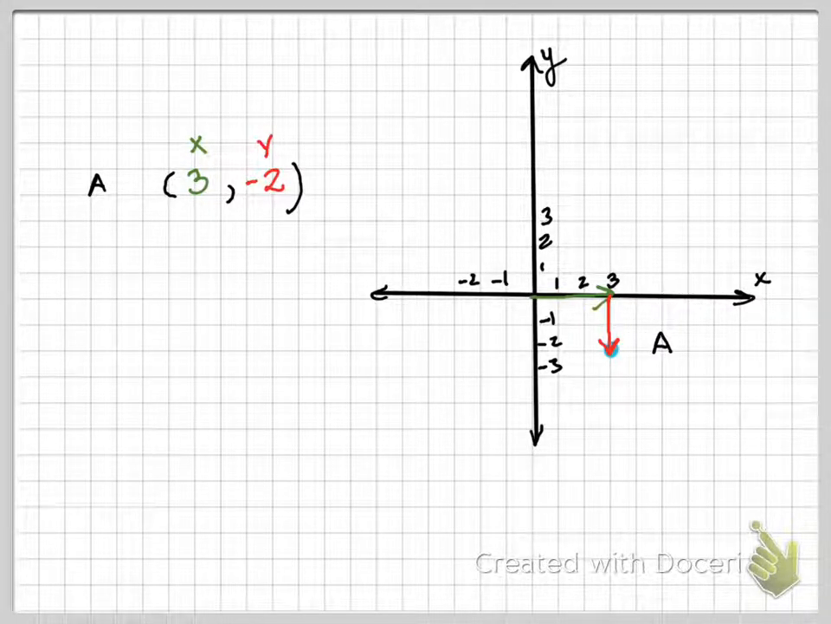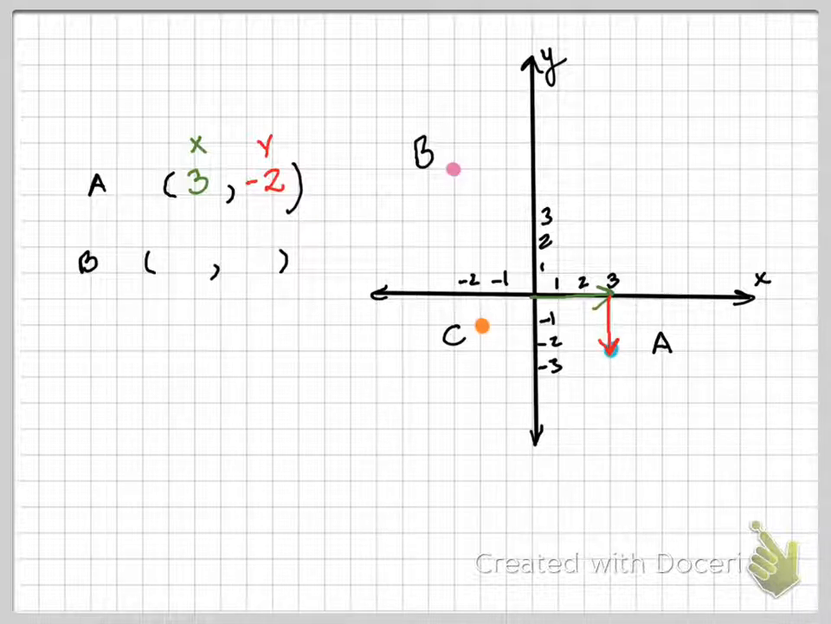All right, so I'm going to draw a few more points on here and just pause the video and see if you can, without any help, figure out the coordinates of those points. Okay, so I'm going to put a point here, and we'll call this point B. Okay, and I'll put a third point down here, right there, and I'll call this point C. So take a minute, pause the video, and see if you can figure out the coordinates of point B and the coordinates of point C.